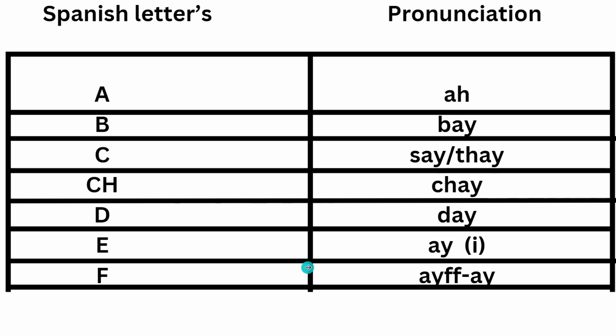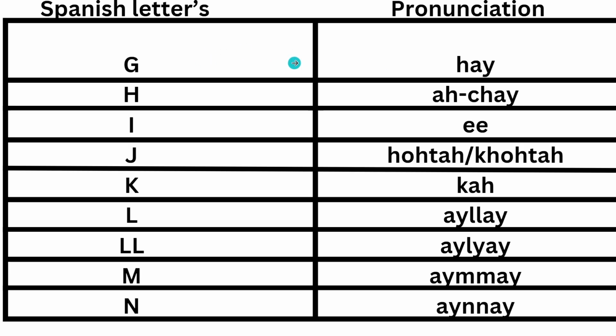Second is F. F is said as efe. Now G, we say it as He. Now H, we say it as ache. I, we say it as E. So you have to keep in mind that in Spanish we say E as I and we say I as E. Now coming to J, we say it as hota, or khota.